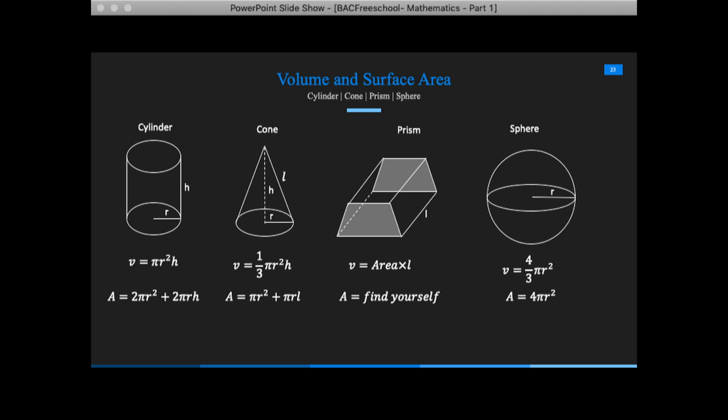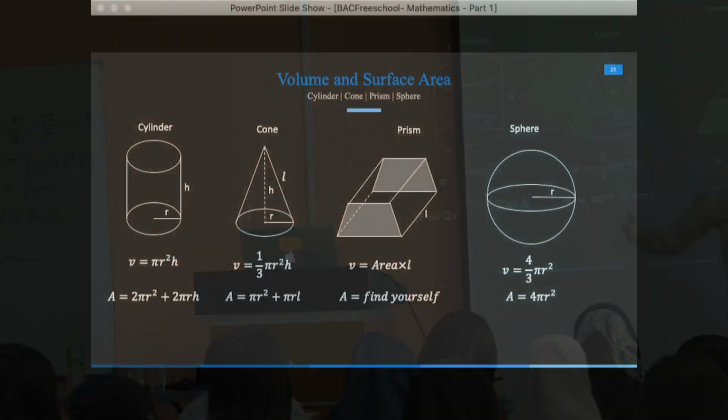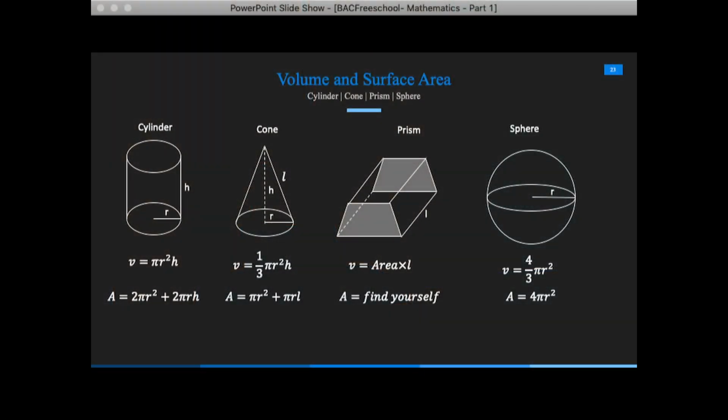So this is the formula. I'm not going to say so much. I just want to say about prism. Cylinder, cone, and sphere, just as usual. This is what I want to say about prism. First thing is, when we call it prism, this part does not necessarily have to be a trapezium. This part can be any shape. Actually, cylinder is part of the prism also.